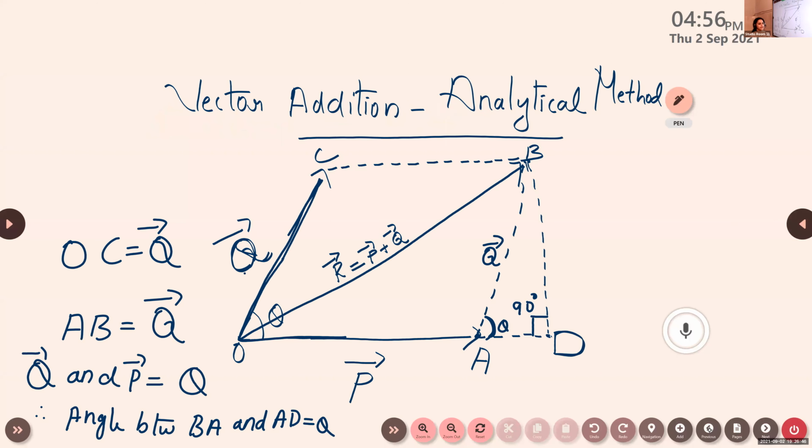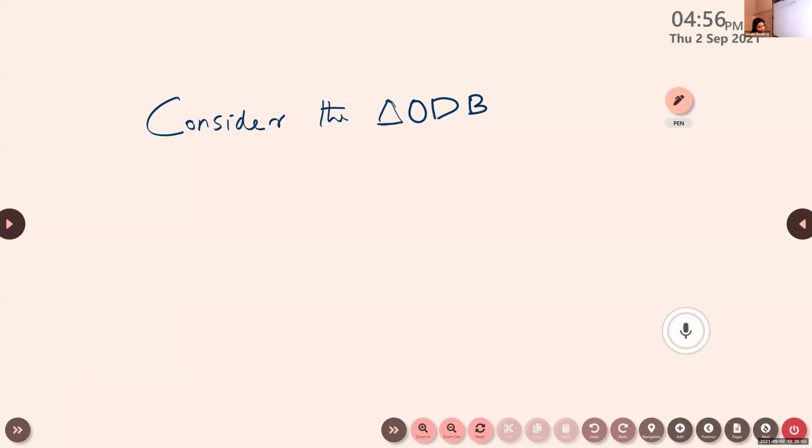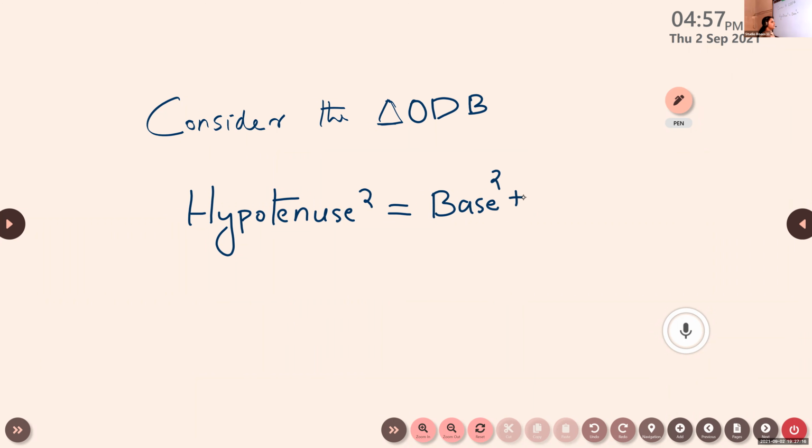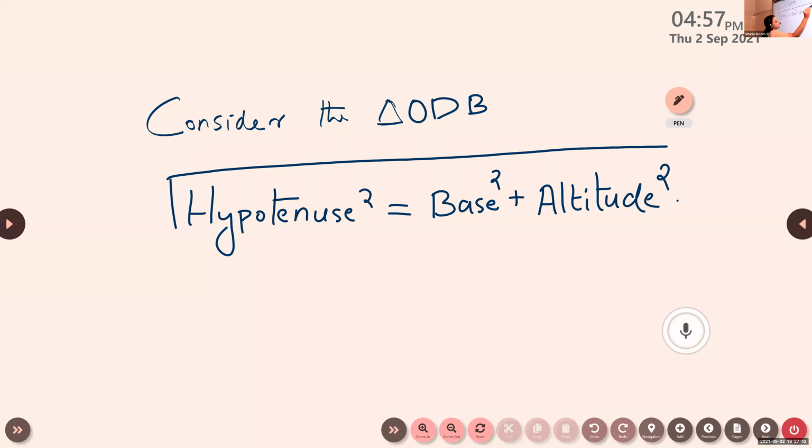According to the Pythagoras theorem, we have hypotenuse square is equal to, any idea? Base square plus altitude square. We want an expression for the magnitude of the resultant vector. That is why we are using all these methods here, considering the right-angled triangle and applying the Pythagoras theorem. Hypotenuse square is equal to base square plus altitude square, or height square.